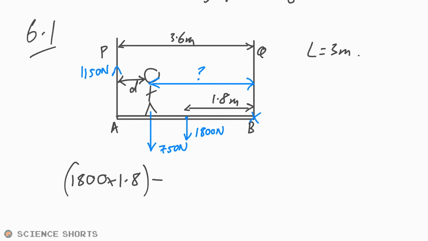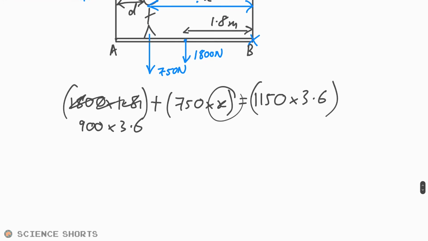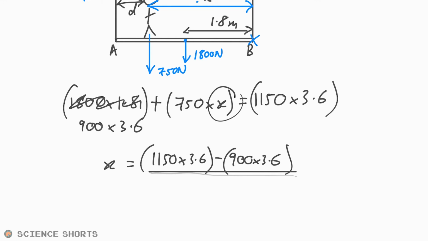Of course, that's an anti-clockwise moment. Let's add the other anti-clockwise moment. That is 750 times by, I'm going to call this distance just x, that's fine. And then that is equal to 1150 times by 3.6. Okay, so rearranging this, would you allow me to say that this is 900 times 3.6, because that's going to be useful in a second. So I'm going to rearrange to find x. So x is equal to 1150 times by 3.6 minus 900 times 3.6. You see why I did that? And then just divide that by 750.